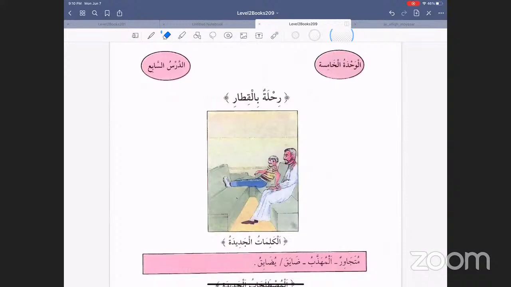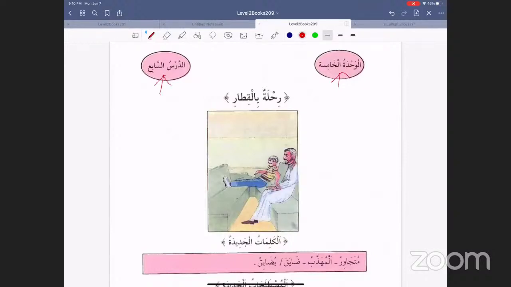Welcome back to our 20th class on Nahu. And today we'll start a new chapter inshallah ta'ala. We are on Al-Wahdatul Khamisa, the 5th chapter, Ad-Darsu Sabi', the 7th lesson in the book. The title of this next text is رحلة بالقطار.